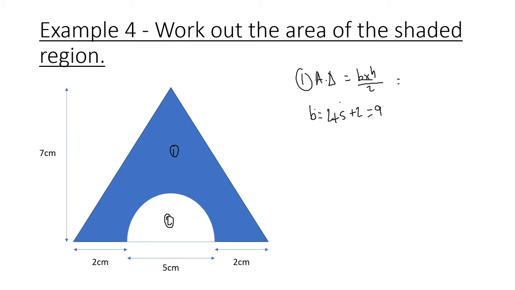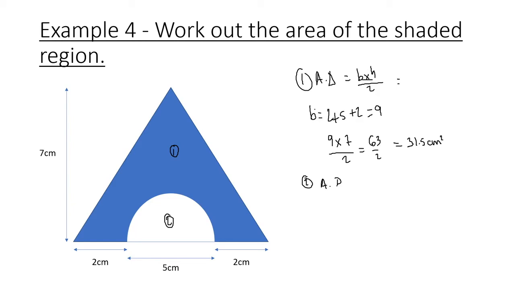And now we know that our base is 9 and our perpendicular height is 7 for our triangle. So it would be 9 times by 7 divided by 2, which is equal to 63 divided by 2, which gives us an answer for the triangle of 31.5 centimeters squared.